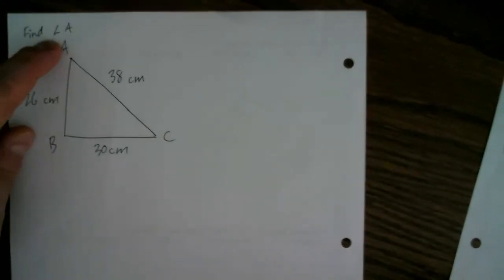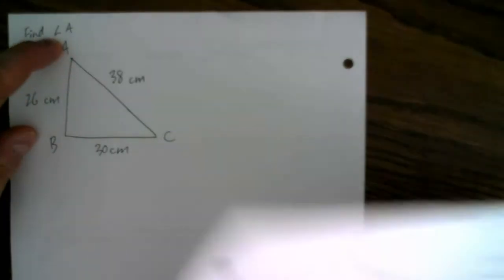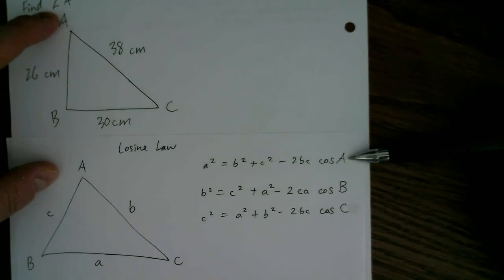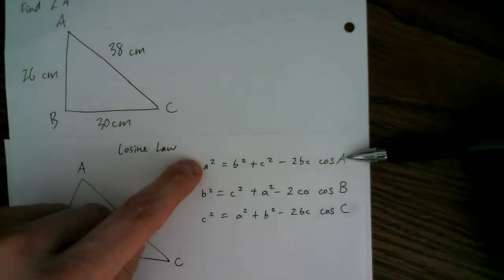So we're going to apply the cosine law. And since we're trying to find angle A, we want to use the cosine law formula that involves angle A. Only one of them involves the angle A. So we're going to go with the first one.